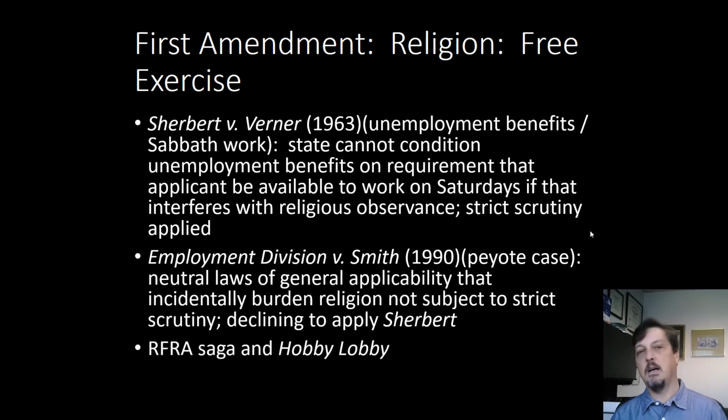We saw then that Congress responded to this by enacting the RFRA statute. We saw that the RFRA statute, in City of Boerne, is not applied to the states. We saw that the RFRA statute still applied to the federal government, and we saw how all that worked out in the Hobby Lobby case, and the court deciding that at least closely held corporations have religious liberty rights that they can assert under RFRA.